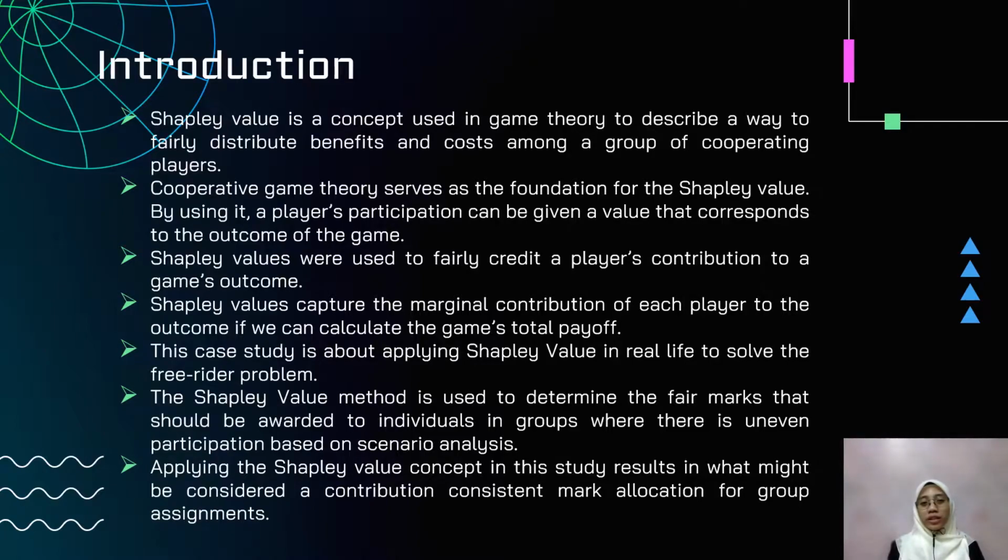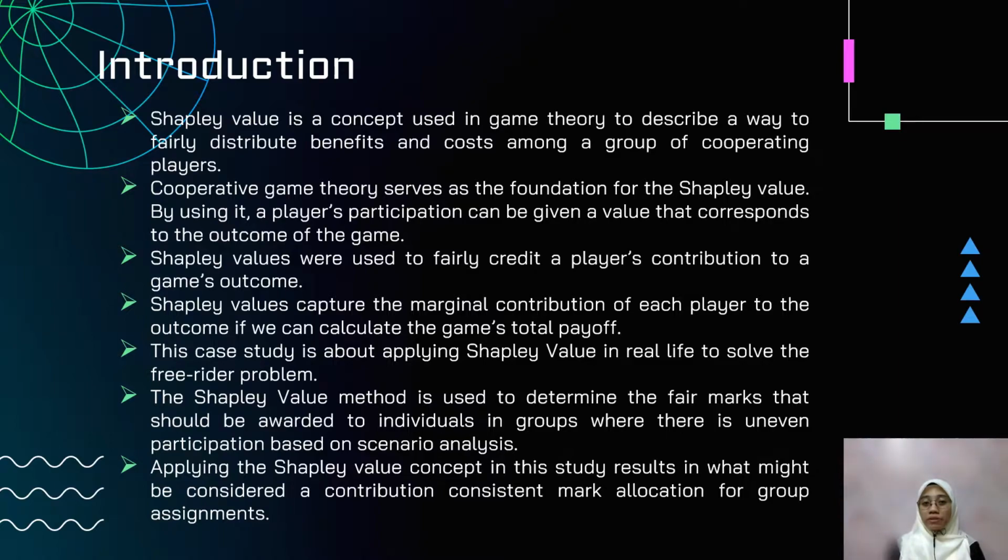I will explain the introduction of the Shapley value. The Shapley value is a concept used in game theory to describe a way to fairly distribute benefits and costs among a group of cooperating players, when two or more players or factors are involved in a strategy to achieve a desired outcome or payoff. That is when game theory is used.